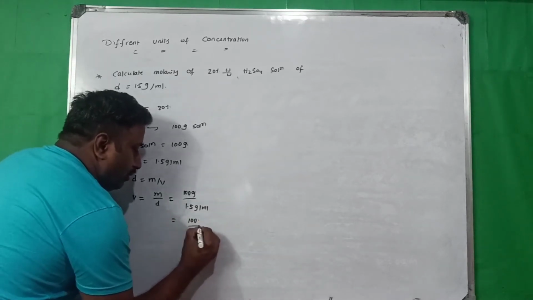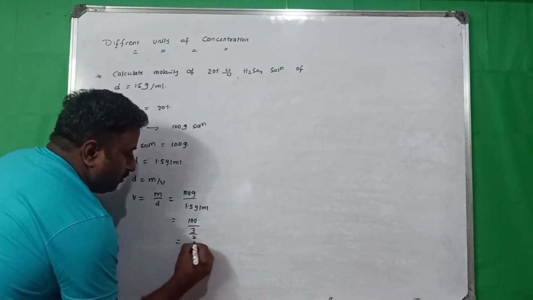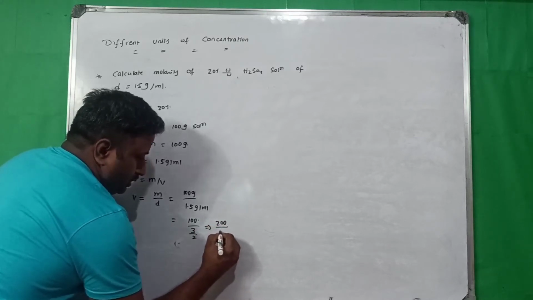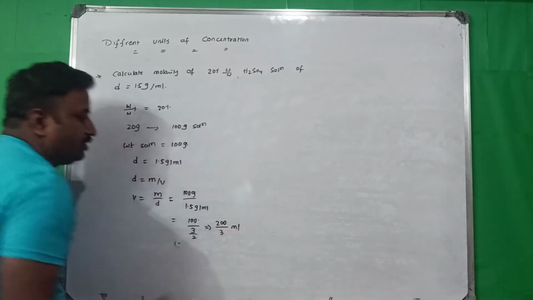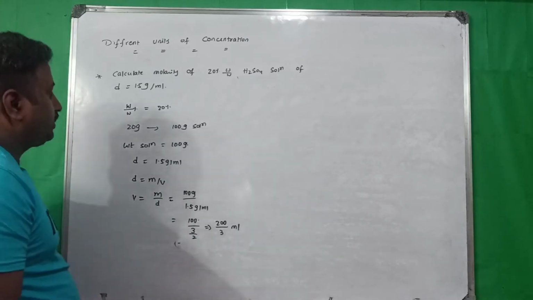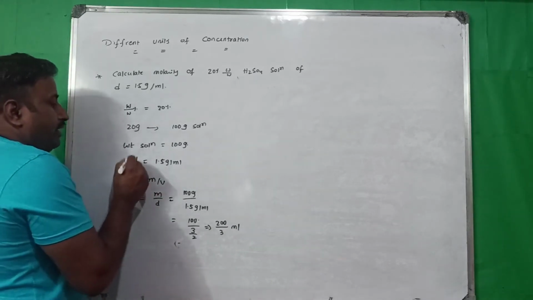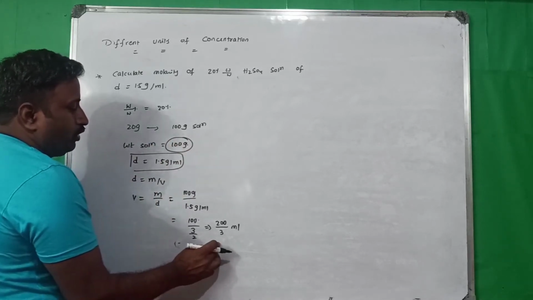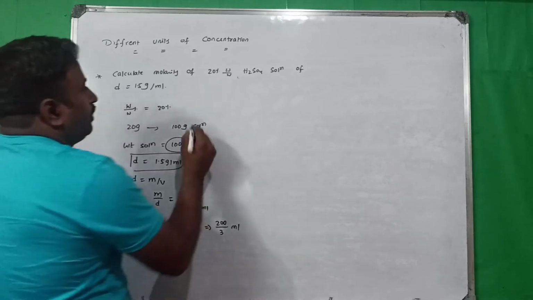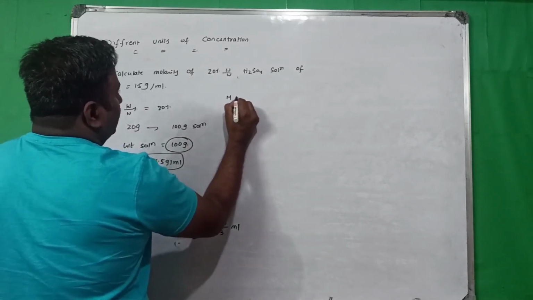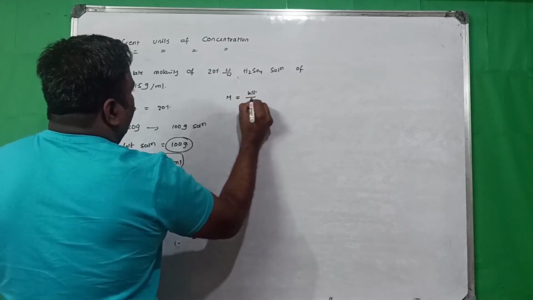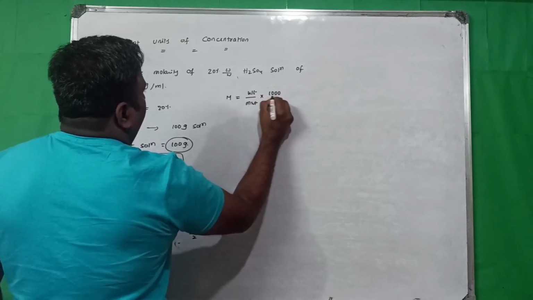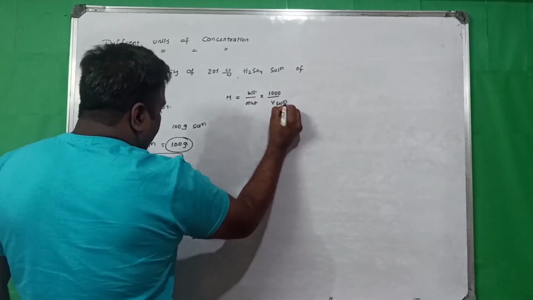So 100 upon 3 by 2 is nothing but 200 upon 3 ml. This is the volume of solution. Correct? So we have density, we have weight of solution, we found volume of solution, that is 200 by 3 ml. Now let us calculate molarity is equal to weight of solute upon molecular weight of solute into 1000 upon volume of solution in ml.